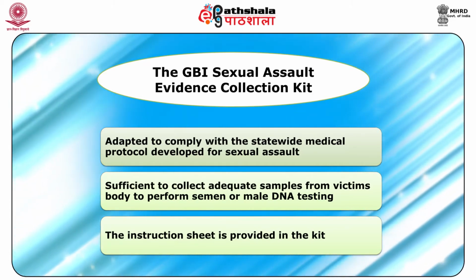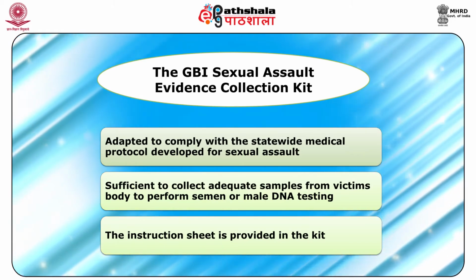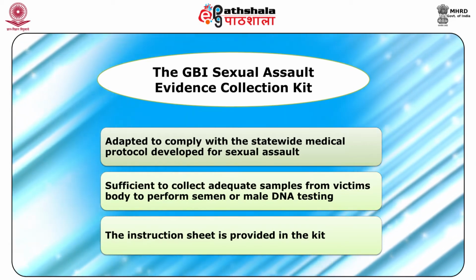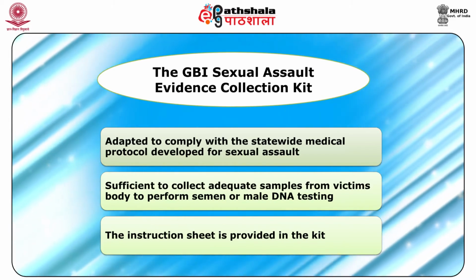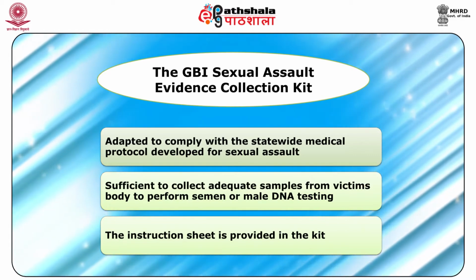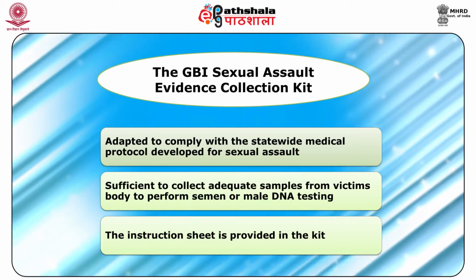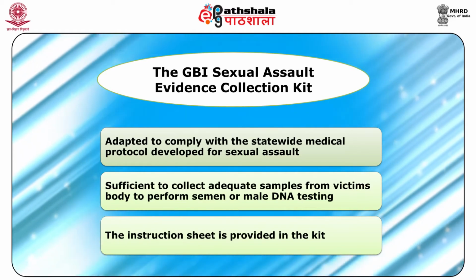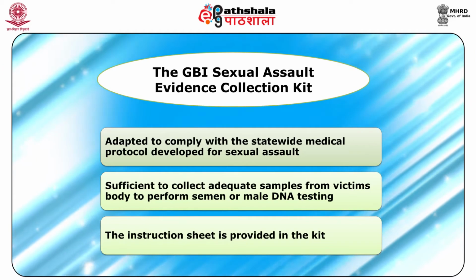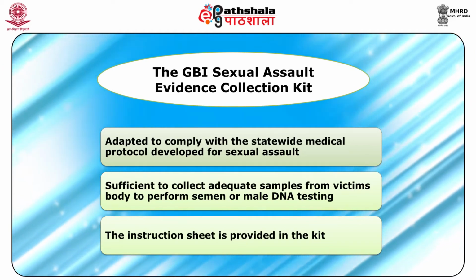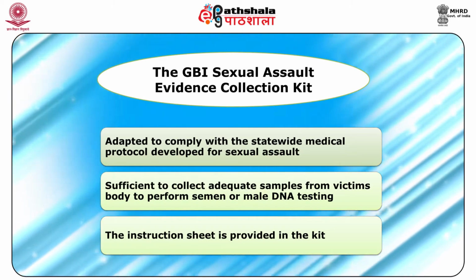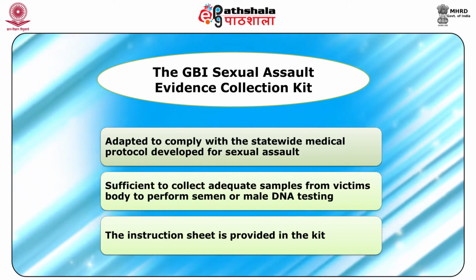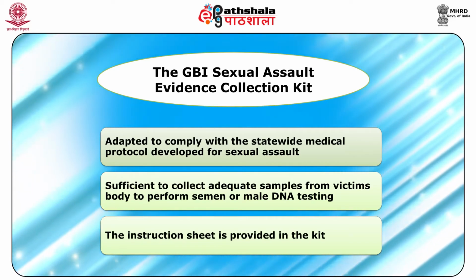Sexual assault evidence collection kits. The GBI sexual assault evidence collection kit is prepared commercially. These kits have been adapted to comply with the statewide medical examination protocol developed for sexual assault victims. The kit is sufficient to collect an adequate sample from the victim's body to perform semen or male DNA testing. The instruction sheet provided in each kit is explicit and complete for proper evidence collection. Inadequate collection and preservation of these samples can eliminate the potential for suspect identification.